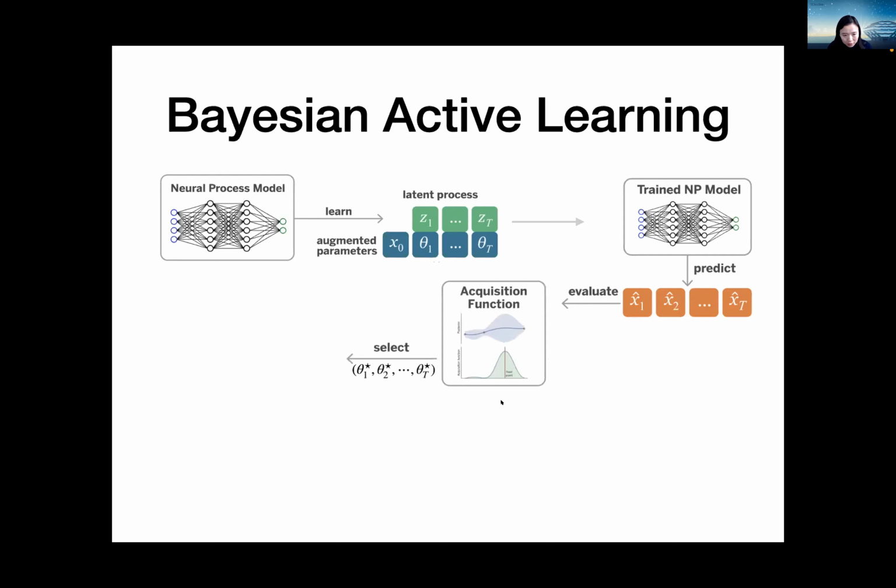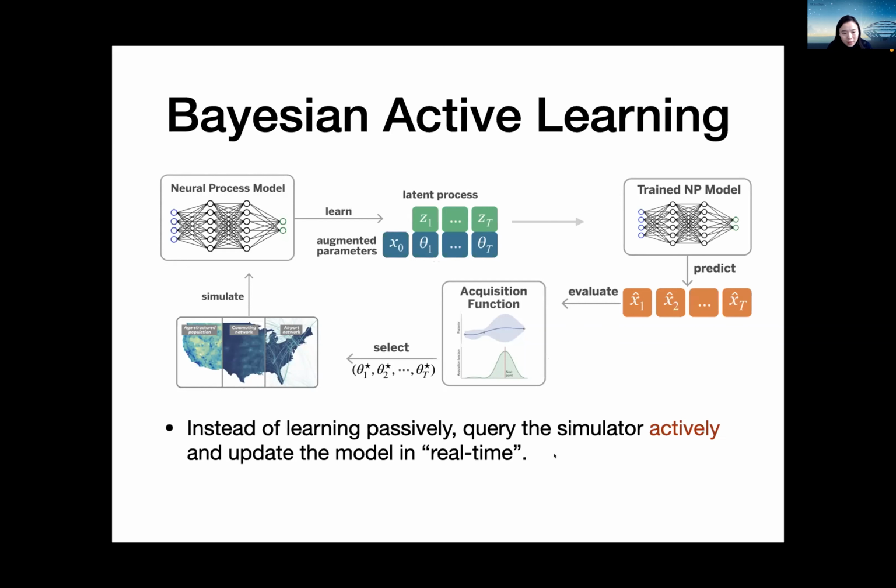And then we use an acquisition function to intelligently select the scenarios, represented by different parameters, that are most informative for training. And then we will go back to the simulator to ask the simulator to give us more training data. And then we will augment the training set with a new set of simulations and then retrain the neural process iteratively. So this way we can avoid the case where we have to generate a massive number of simulations. And two, we can understand where the model is most uncertain and then only select these scenarios to train the model. So instead of learning passively, we're querying the simulator actively. So the neural process model as a surrogate model is interacting with the simulator in real time.